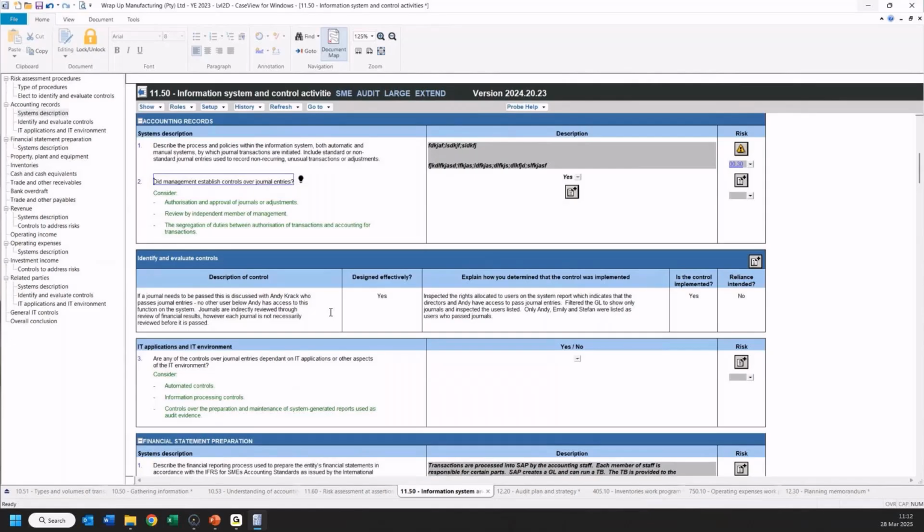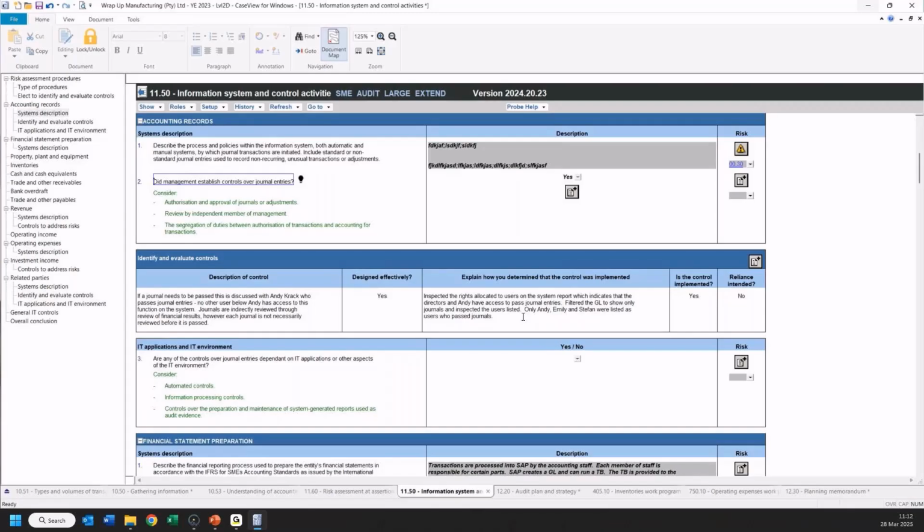Then we need to consider whether this is designed effectively. Will this effectively prevent or detect and correct material misstatements? We might say so, and then we need to document why we came to that conclusion. Here the team said they inspected the rights allocated to the users on the system report, which indicates that the directors and Andy have access to pass journals. They filtered the general ledger to show only journals, and inspected the users listed, and only Andy, Emily, and Stefan were listed as users who had passed those.